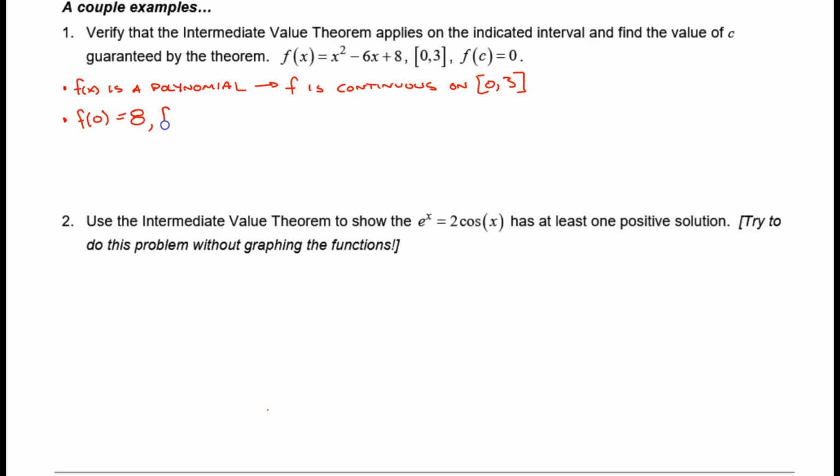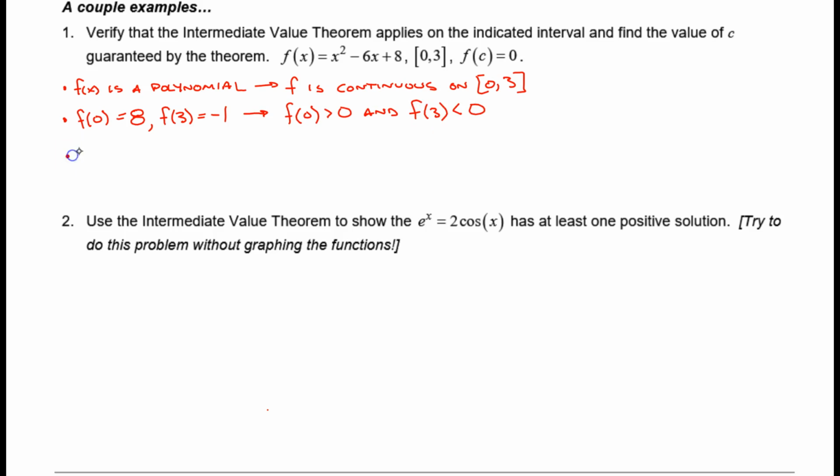Also going to look at f of 3. That's going to be 3 squared minus 6 times 3 plus 8, and that value is negative 1. So let's look at what we have here. For our left endpoint, f of 0 is greater than 0, and for our right endpoint, f of 3 is less than 0.